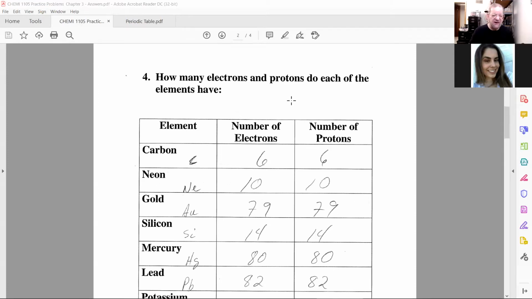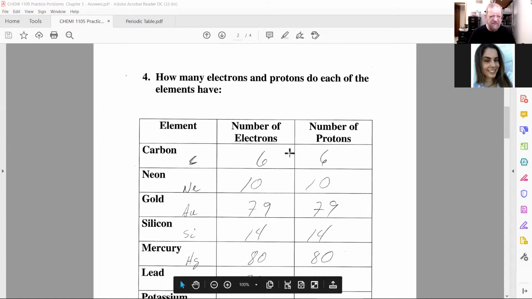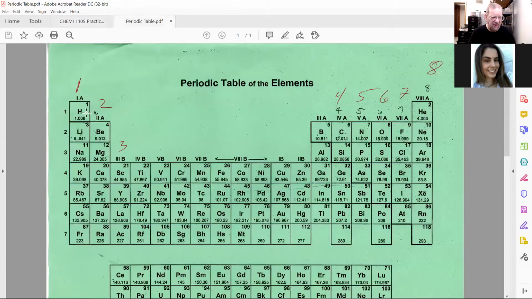Now, how do you determine electrons and protons of an element? You look at the atomic number. If we look at the periodic table, remember the atomic number is the number in the upper left-hand corner. I'm assuming you all know your right from your left. If not, come to my office hours. I'll teach you. But anyways, if we look at carbon, atomic number 6, that means it has 6 electrons, 6 protons. If we look at sulfur, atomic number 16, it has 16 electrons, 16 protons.